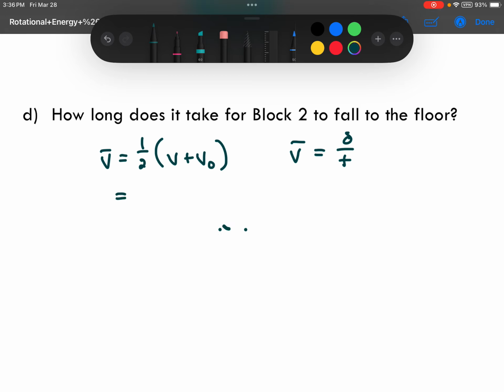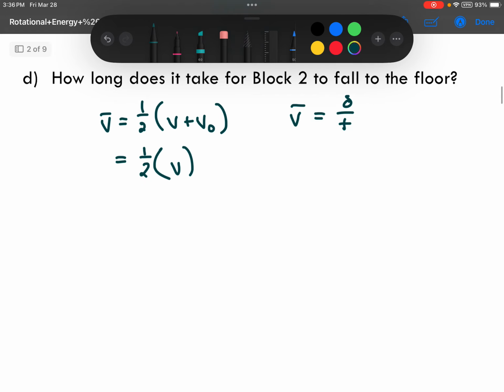First of all, putting in a little bit more specifics. Our average velocity is 1/2 the final velocity, that's what we had calculated back on part A. I'm going to leave that as v for now, but it is going to be that whole expression. And then our initial velocity, it said it was released from rest. So v0 is 0. And so for our case, this average velocity is just 1/2 of the final velocity. And so that's what we're going to be able to set equal to distance over time.